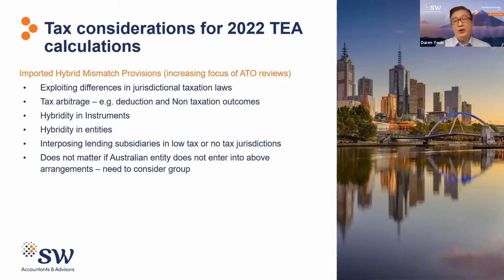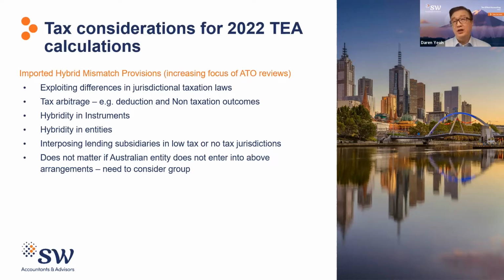The third arrangement to look out for is a situation where a parent company establishes a subsidiary in a low tax or no tax jurisdiction. Low tax means any country with a tax rate of less than 10%. So a parent company establishes a subsidiary to lend money to other group entities. Australia borrows money from that subsidiary, gets an interest deduction, but the interest income might not be taxed because the subsidiary might be located in the Cayman Islands or Bermuda, for instance.